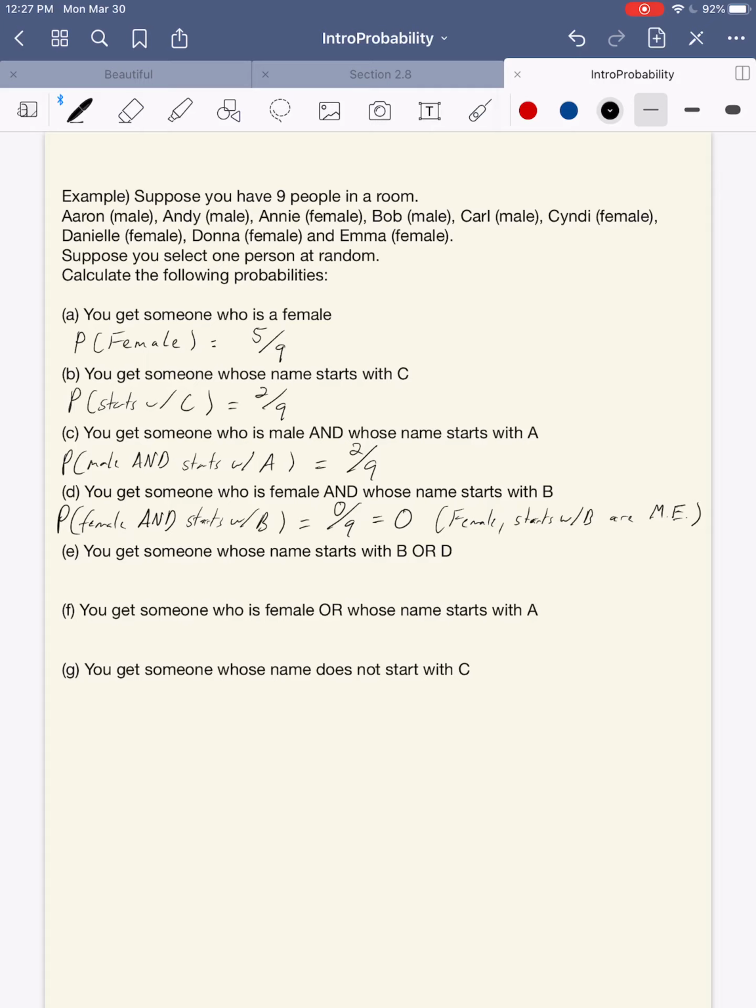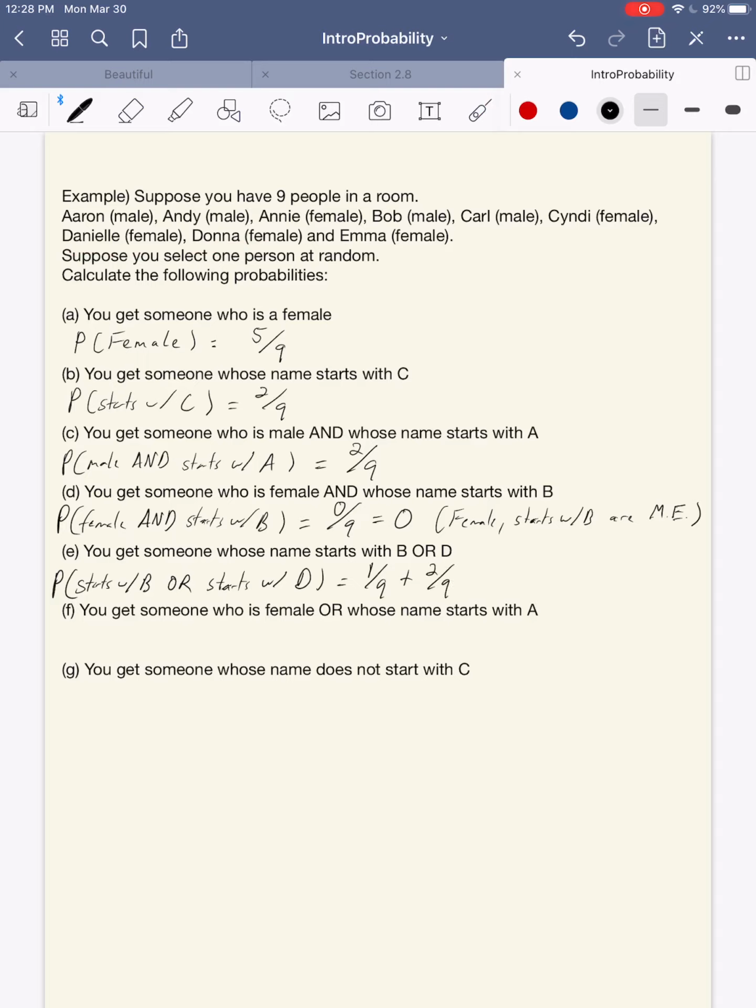Right now we'll start having some ones that have an "or" in there. So we want to have starts with B or starts with D. Okay, well, let's think about the ones who start with B. That would just be Bob there. So that would be 1 out of 9. And then the ones who start with D, that would be Danielle and Donna. So that would be 2 out of 9.